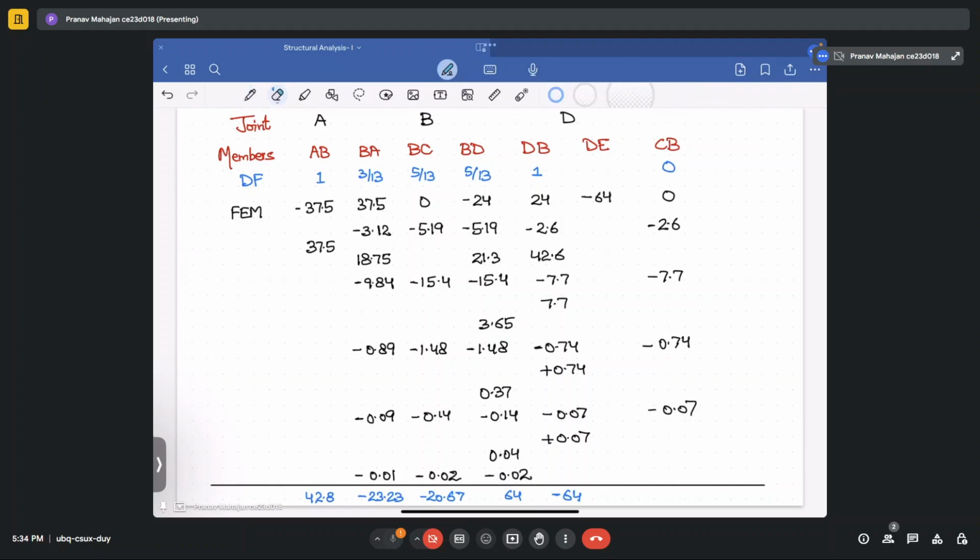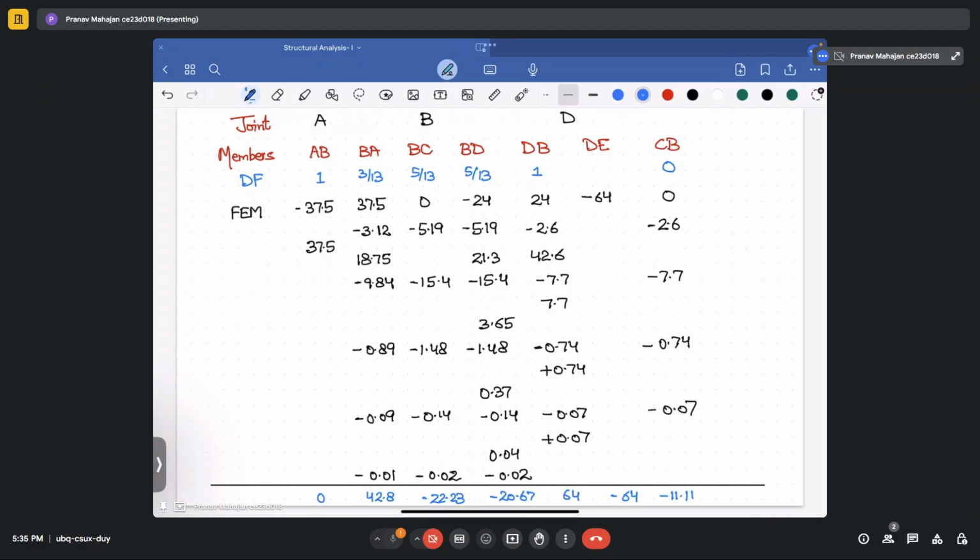Sorry, I think AB is not there. No, AB is 0 because it is a hinged end. So this is 0. This is 42.8. This is 23.23. This is 20.67. This is 64. Here it is minus 64. And here it is 11.11. So these are your end moments that are developed in the section for this frame that is given to you.